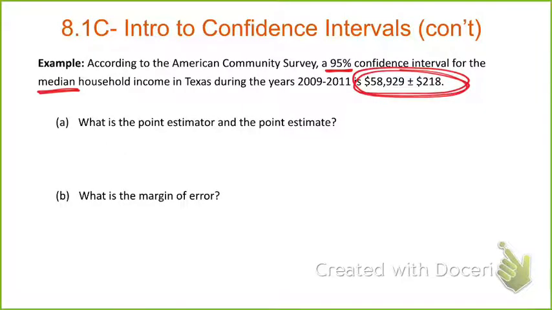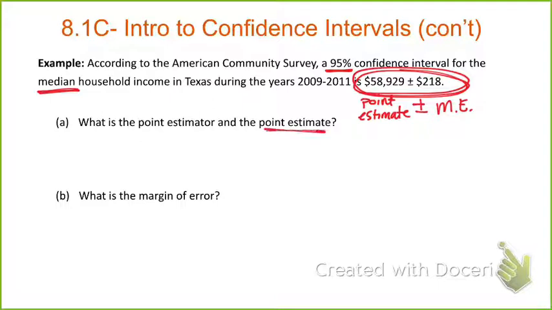That is a different way to write an interval. The point estimate comes first, plus or minus the margin of error. So we literally have right here the point estimate plus or minus the margin of error. So that is going to make these questions pretty easy.